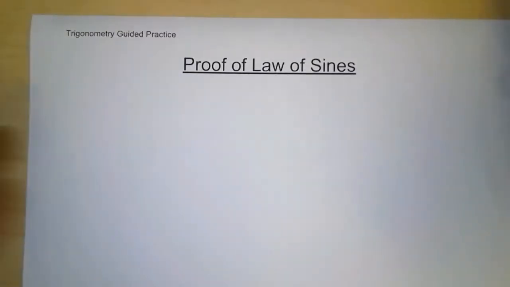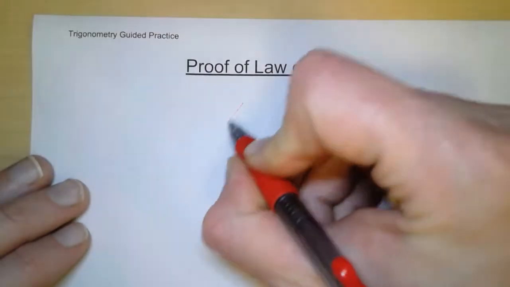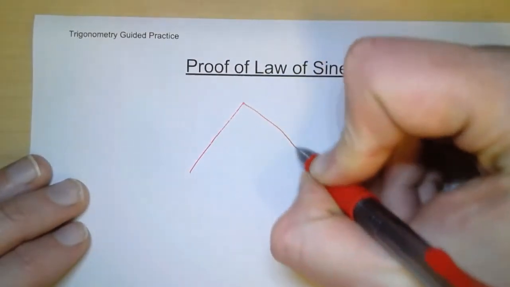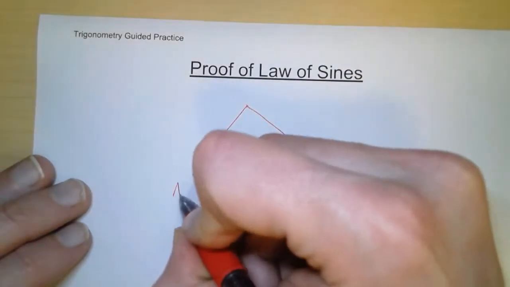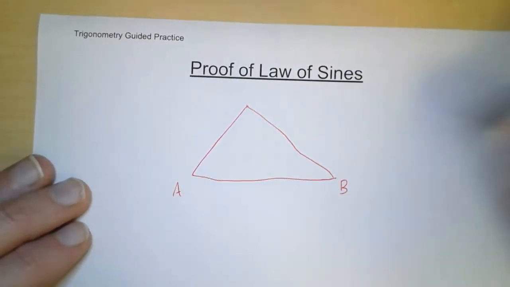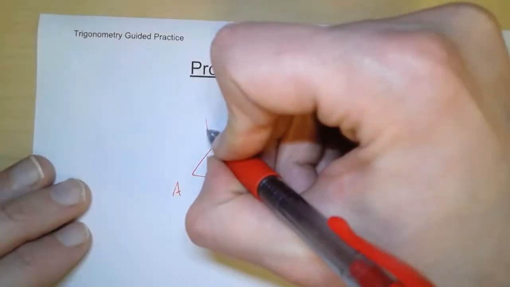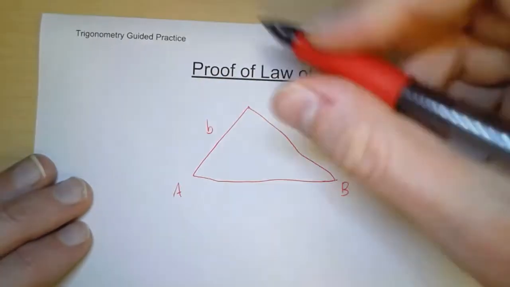So the idea of the proof of law of sines is, where does it come from? Well, it actually comes from right triangles, and that's why it's in the playlist that it's in. So if I have this triangle, I want to draw it in such a way that it's not a right triangle. And so here I have angle A and I have angle B. And so here's side B and here is side A.